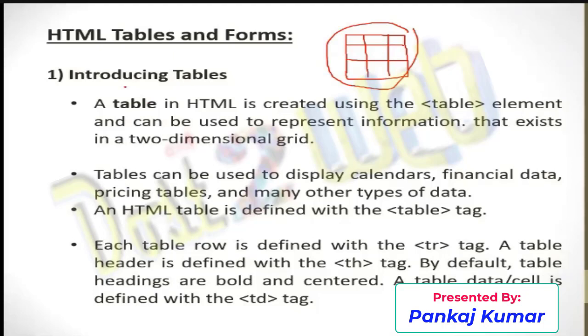the table tag. Okay. So the table tag is the table element, and it's used to create tables in HTML, and it represents some information. And always you know that a table will exist in a 2-dimensional grid. That means rows and columns.